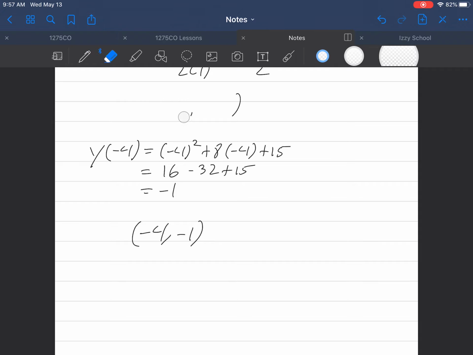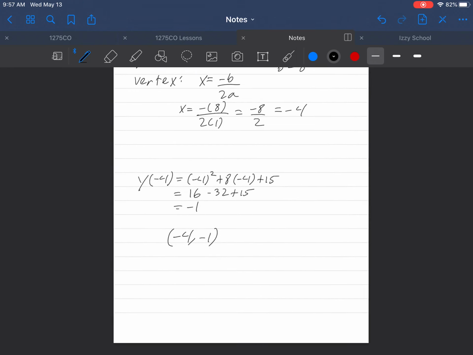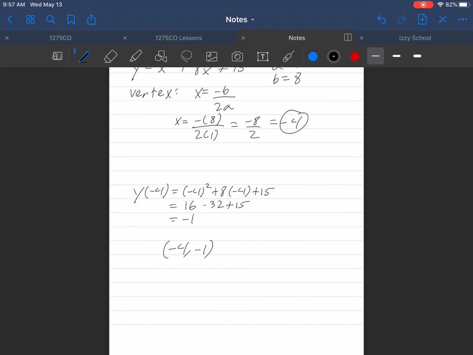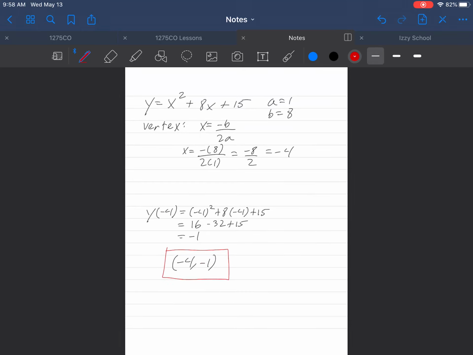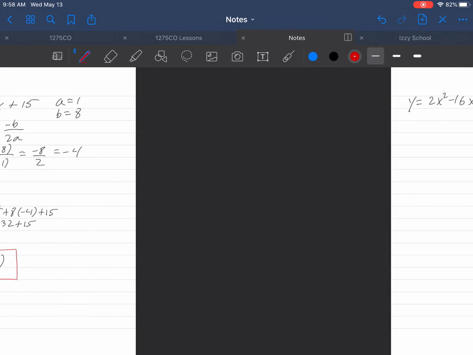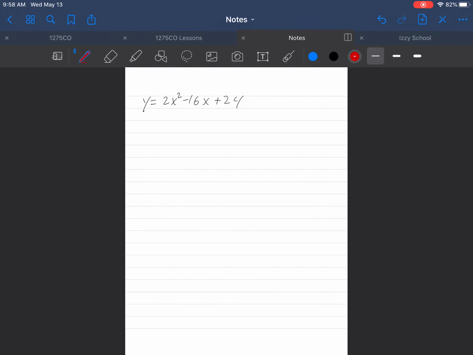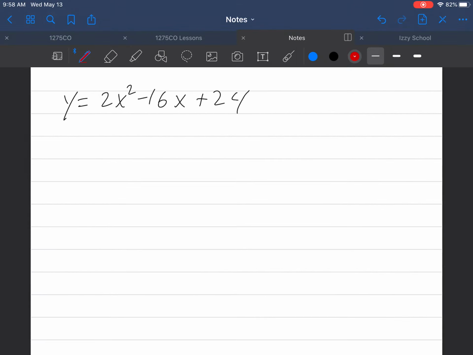This over here was not necessary to write down. I was just writing that for display purposes. But we're taking this as our x-coordinate, we're taking this as our y-coordinate, and putting it together to calculate the vertex of a parabola. Let's do another example. Y equals 2x squared minus 16x plus 24. And we'll solve for the same things.